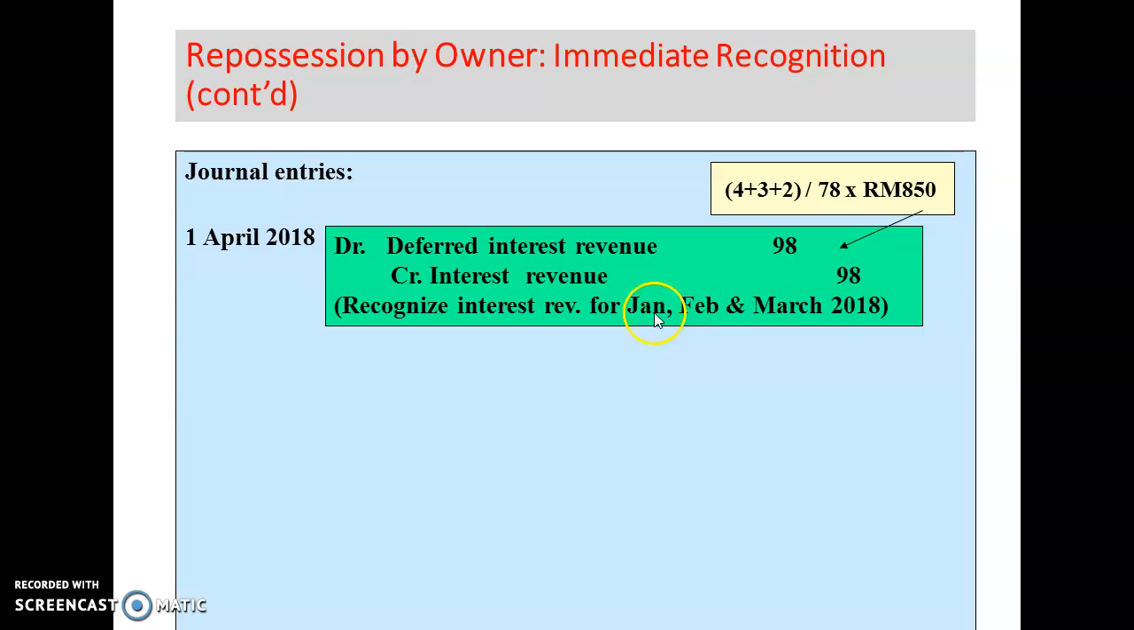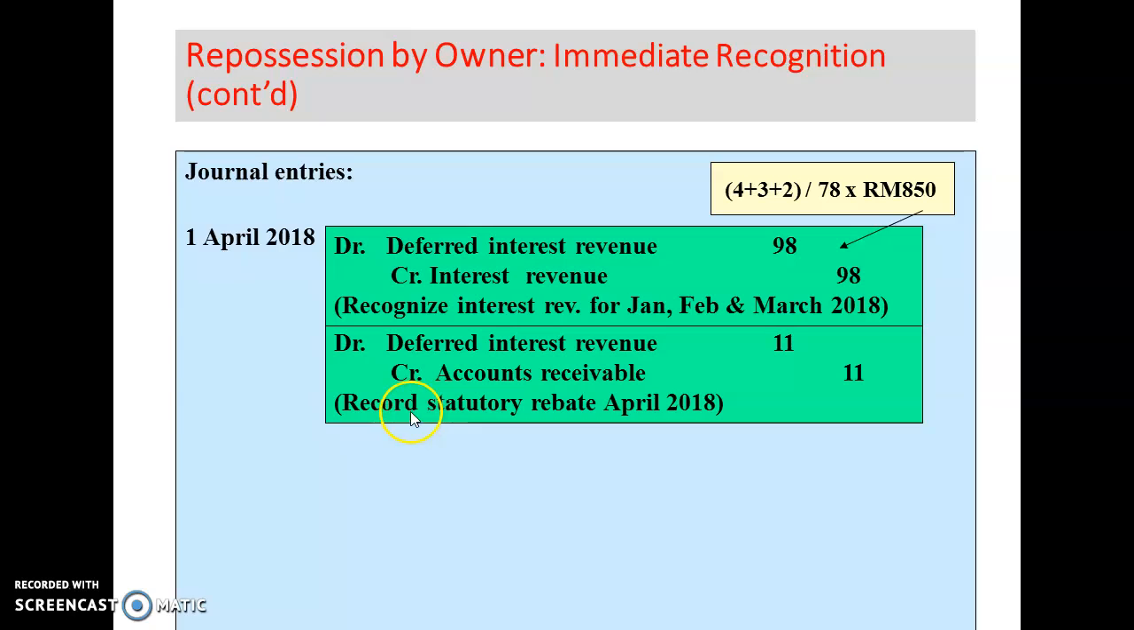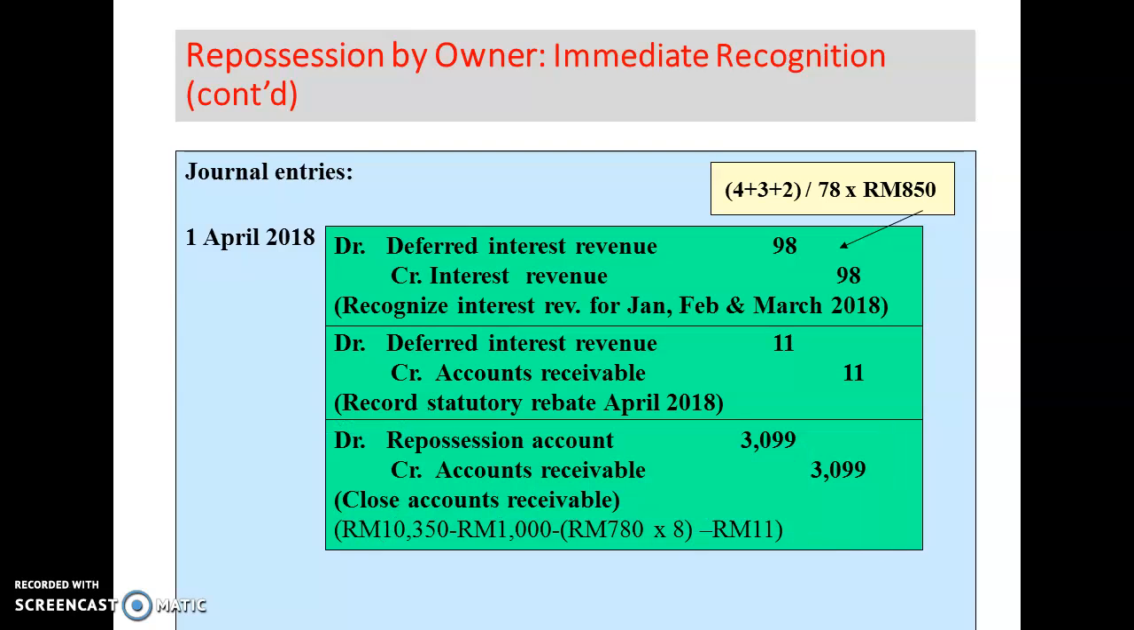This is the digit associated with these particular months, divided by the total sum of years digit, n plus 1 divided by 2, times the total interest of 850. So the amount is 98, and we debit deferred interest revenue of 98. Then we also need to record the statutory rebate. How do we record it here? Basically, you reduce your account receivable by 11 ringgit, and you close this deferred interest revenue account of 11 ringgit. So there is no more balance in your deferred interest revenue. All has been charged. Then you're going to open up a repossession account, to enter the amount to close the account receivable.